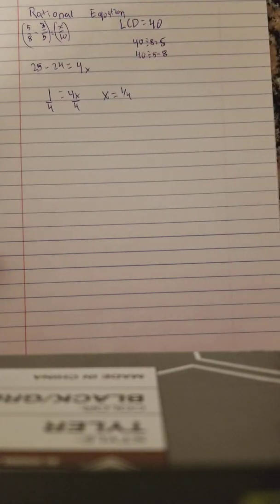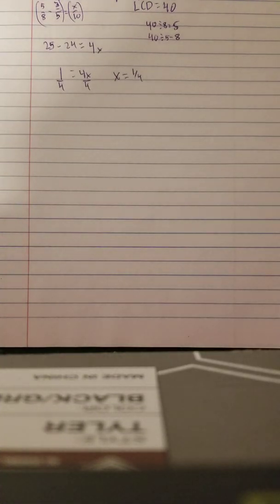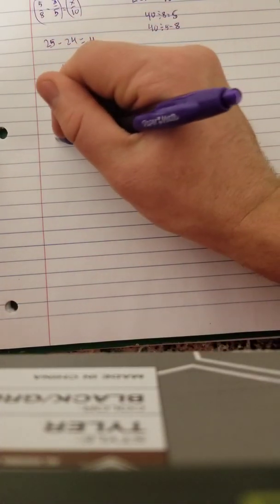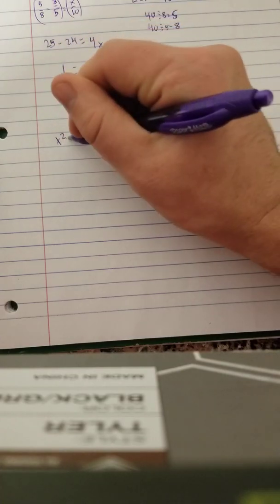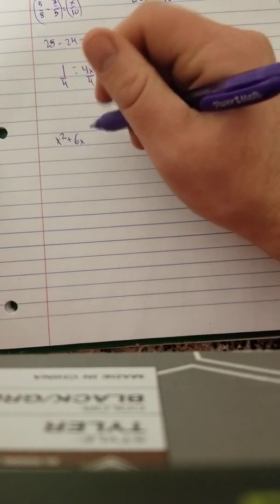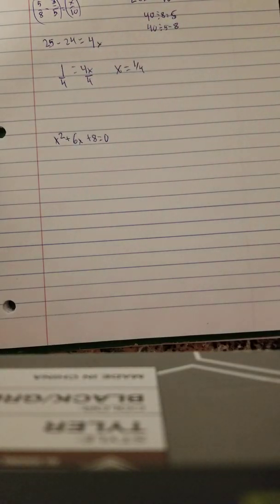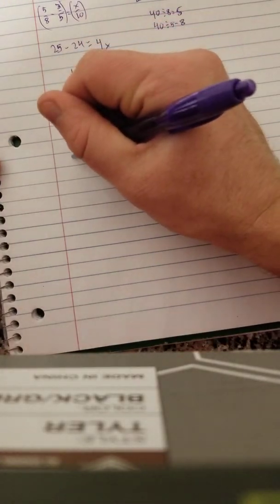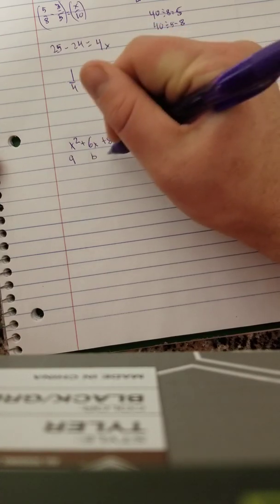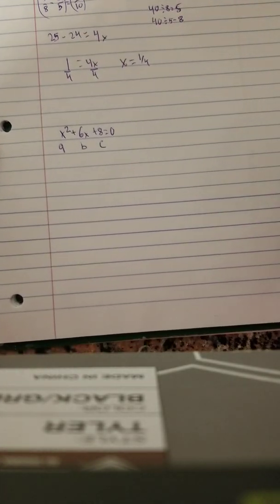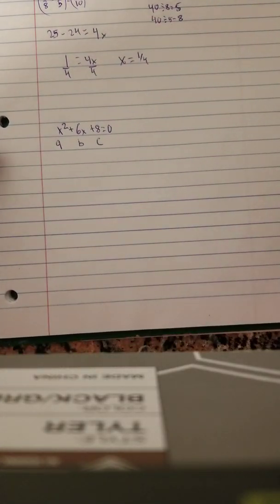Okay, so now we're going to move on to using the quadratic formula to solve an equation. The equation in particular that we're going to be looking at is x squared plus 6x plus 8 equals 0. So what we need to do first is find our a, b, and c. So we're going to put our a here, b here, and our c here. And then we need to fill in the formula.